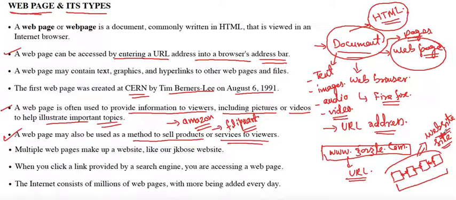For example, the website of JK Bose. It contains multiple web pages. So if we have multiple web pages, that will make up a website.